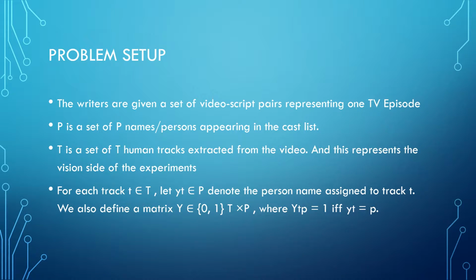Here's the problem setup. The authors are given a set of video-script pairs representing one TV episode. P is a set of names of persons appearing in a cast list. T is a set of human tracks extracted from the video, and this represents the video side of the experiments. For each track t that's an element of T, let Y_t be an element of P that denotes the person name assigned to track t. We also define a matrix Y that's an element of {0,1}^(T×P), where Y_tp is equal to 1 if Y_t is equal to p.